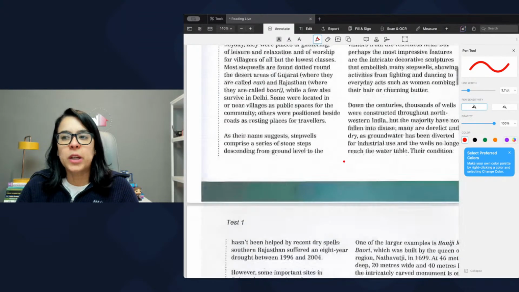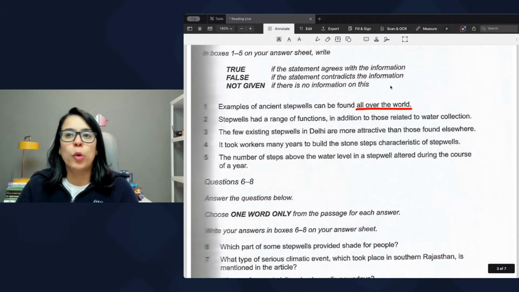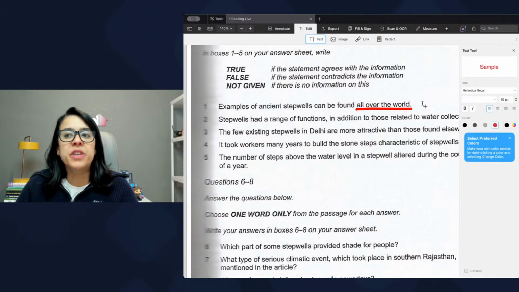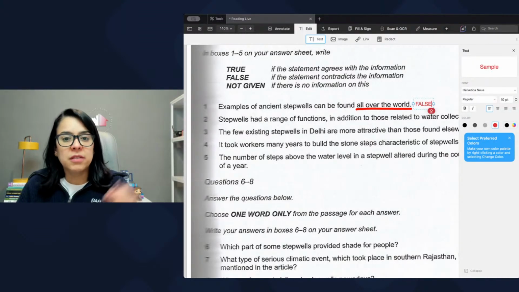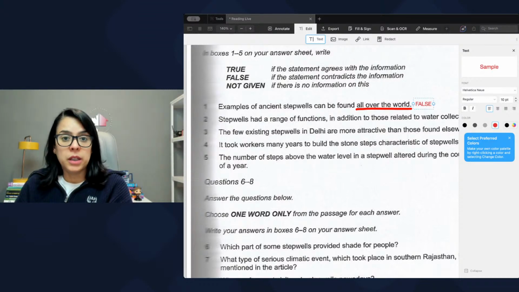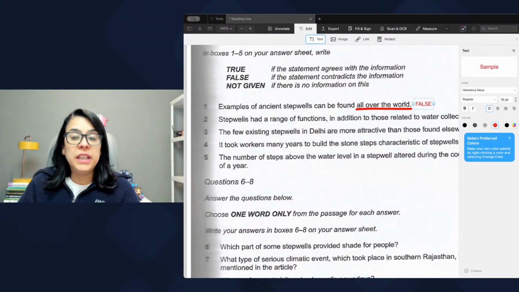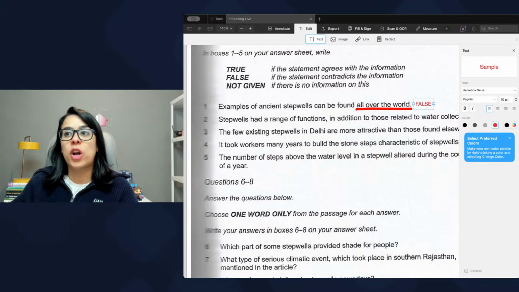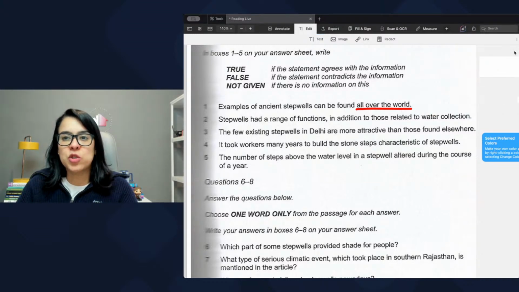So let's take a look back at the question. Stepwells can be found all over the world. No, they are unique to the region. So that means the answer is false. The text clearly says that stepwells are unique, and they can only be found in India. So I have already answered the first question, and I did not need to read the entire text to do that. So now let's take a look at the second question.